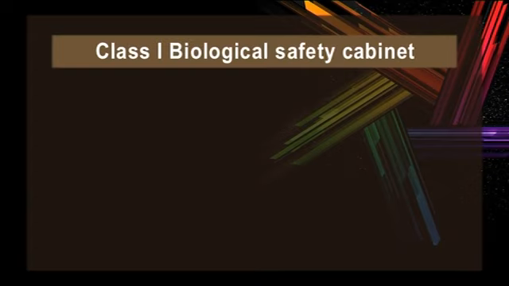The classes of biological safety cabinets are classified based on their protection ability, including personal, product and environment protection, airflow velocities and patterns, and exhaust systems. Class 1 biological safety cabinet.